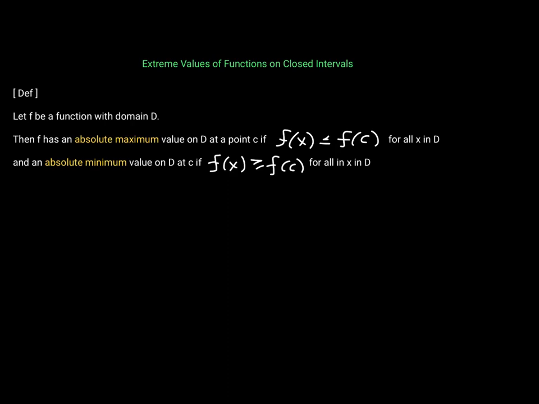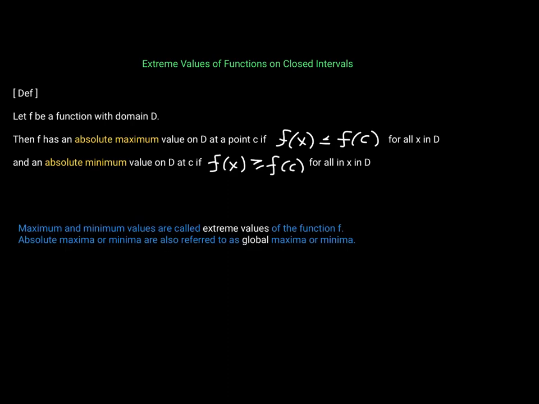and has an absolute minimum value on D at C, so C is where the absolute minimum is located, if f of C is less than or equal to f of x for all x in the domain. And we mentioned that maximum and minimum values are called extreme values of the function. Absolute maxima is plural for maximum, and absolute minima is plural for minimum, and they are also referred to as global maxima or minima.